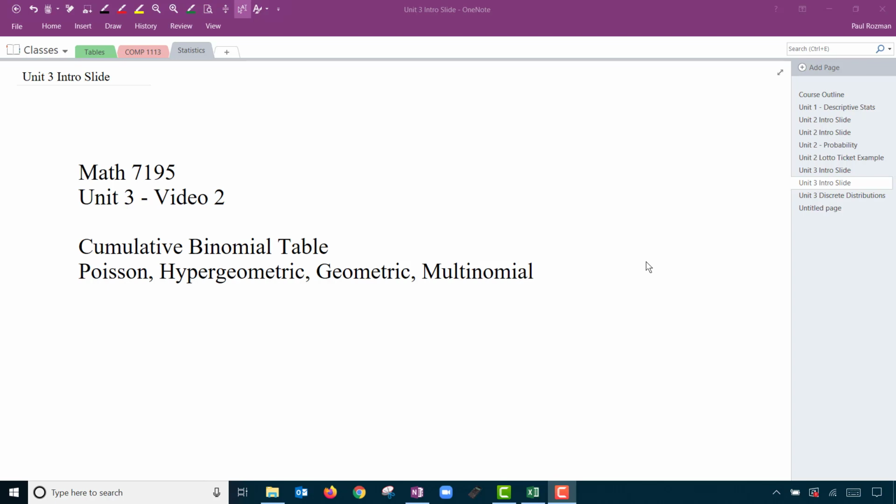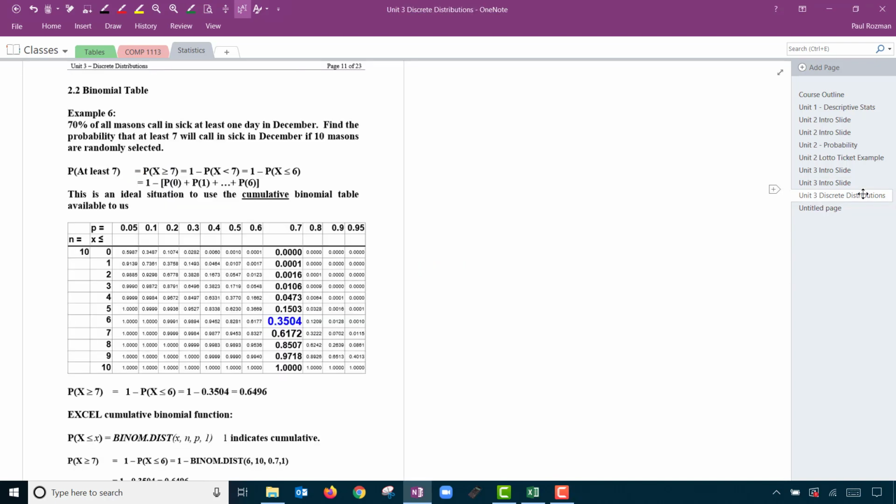We're talking about discrete probability distributions, and in this video we'll be talking about specific ones. We'll be continuing to discuss the binomial distribution a bit, and then we'll move on to a few others: the Poisson distribution, hypergeometric distribution, geometric distribution, and the multinomial probability distribution. So we can dive right back into our lecture notes.